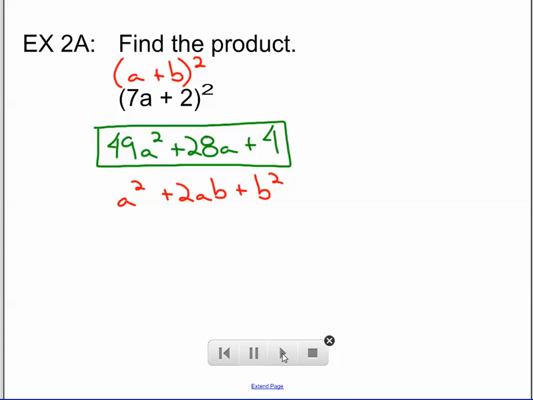So, in this case, a is 7a. b is 2. So what I did in my head was I did 7a squared is 49a squared. a times b would be 14a. I doubled it to get 28a. And b squared, or 2 squared, is 4.